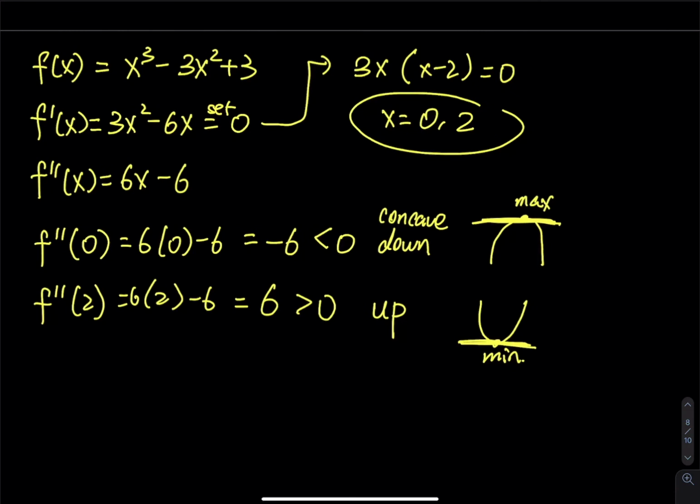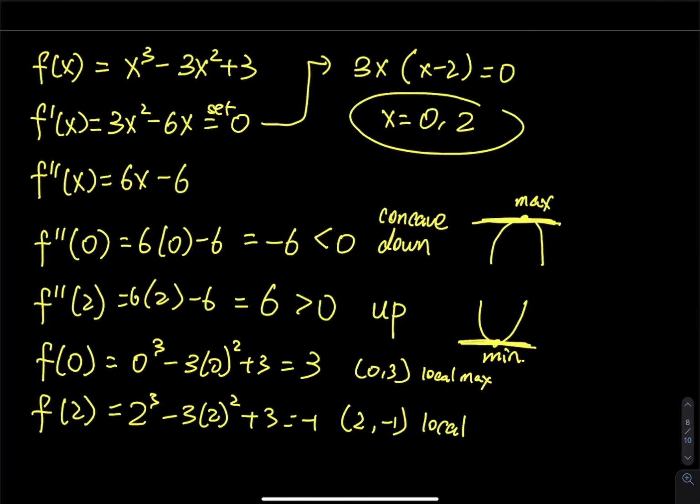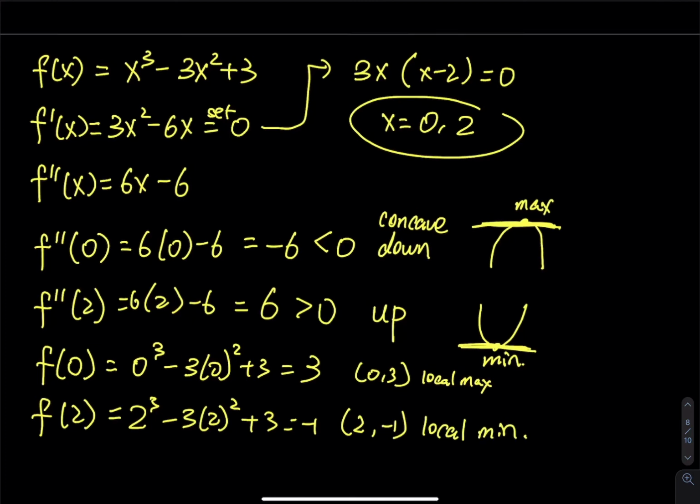Sure. So f of 0 equals 0 to the third minus 3 times 0 squared plus 3. We plug it into the original function. That is equal to 3. And then f of 2 is 2 to the third minus 3 times 2 squared plus 3, that is equal to negative 1. So (0, 3) is my local max, and then (2, negative 1) is my local min. So that is how we do the second derivative test.